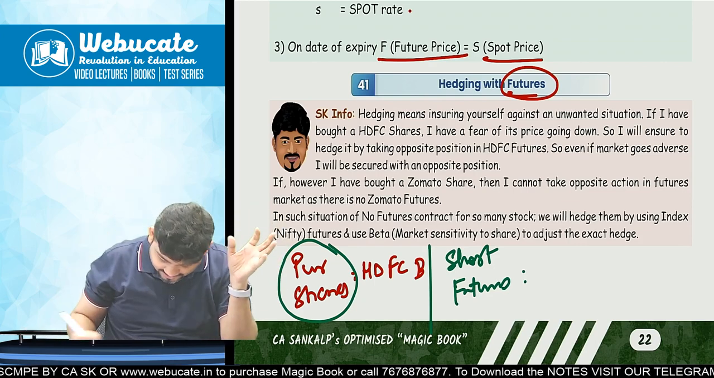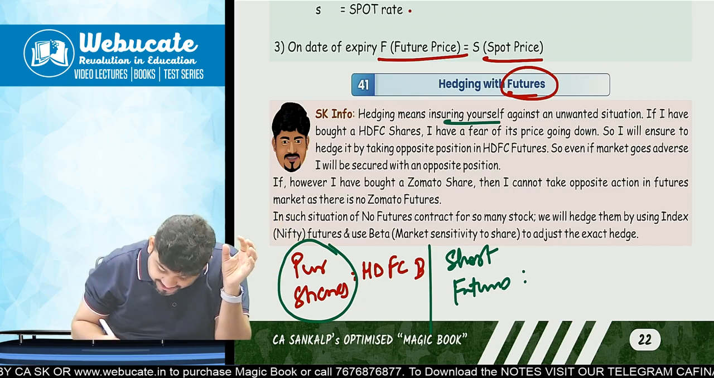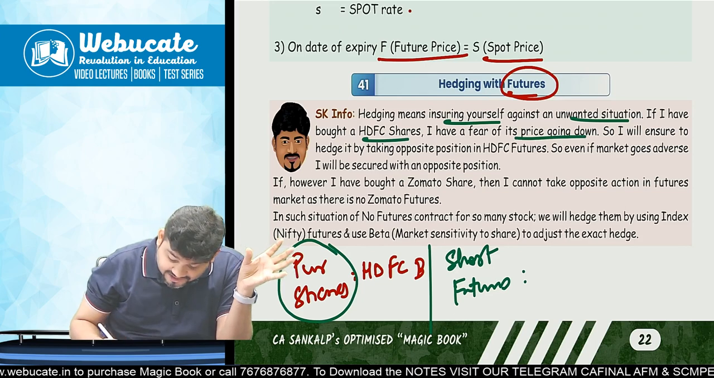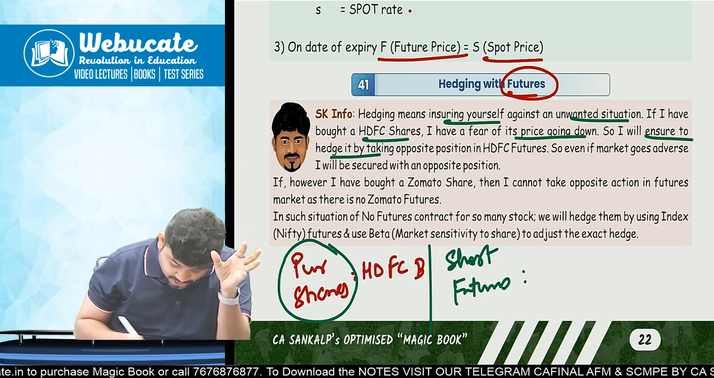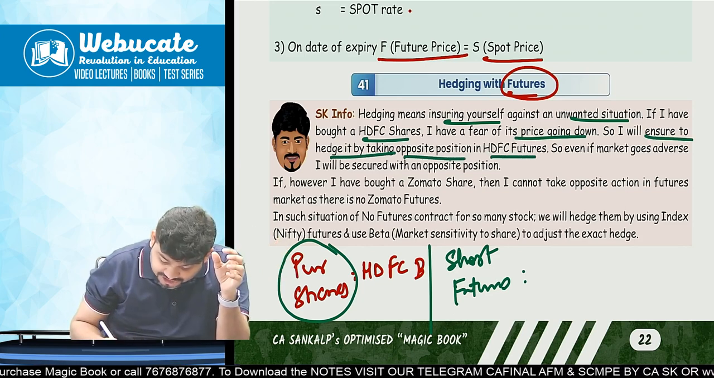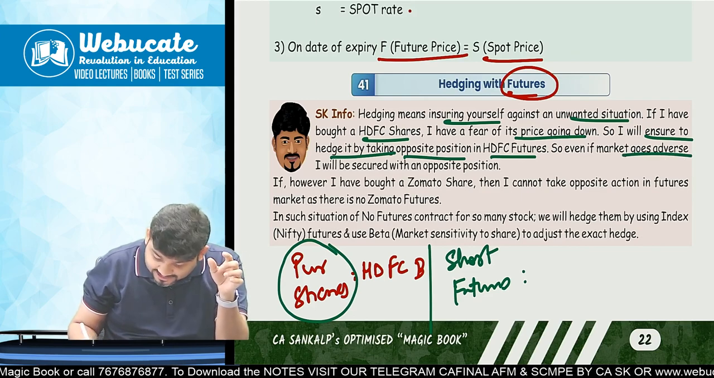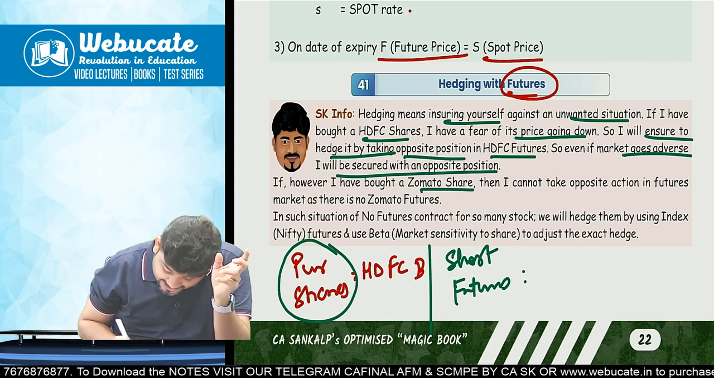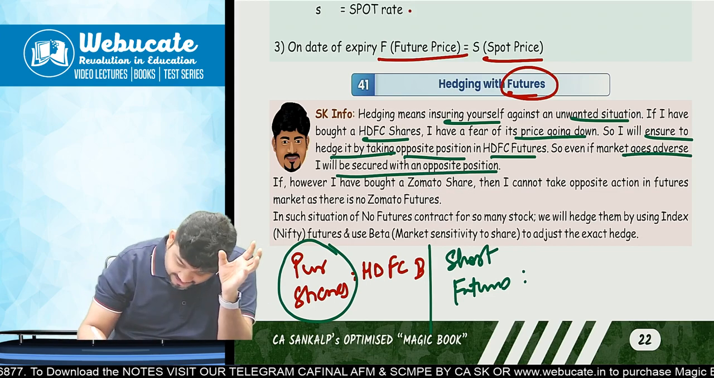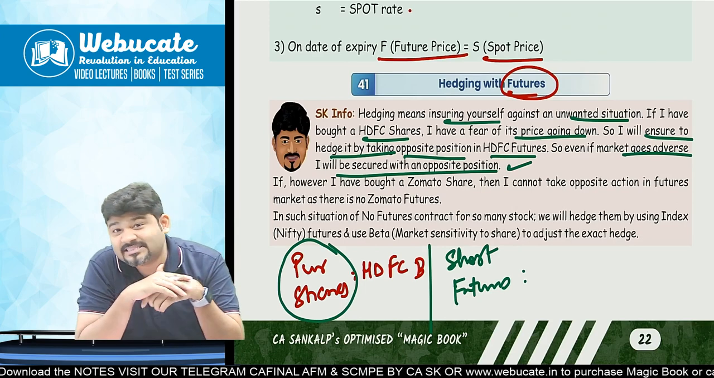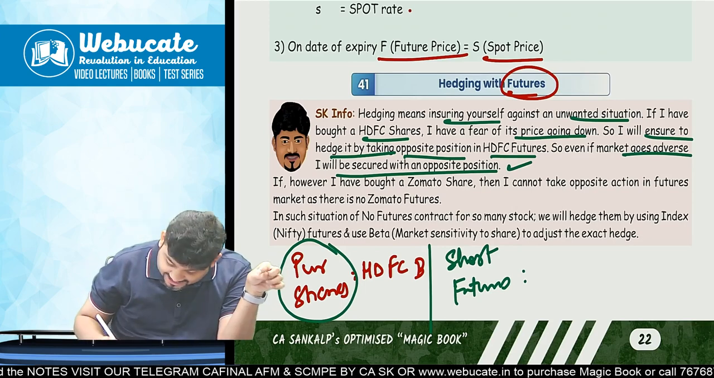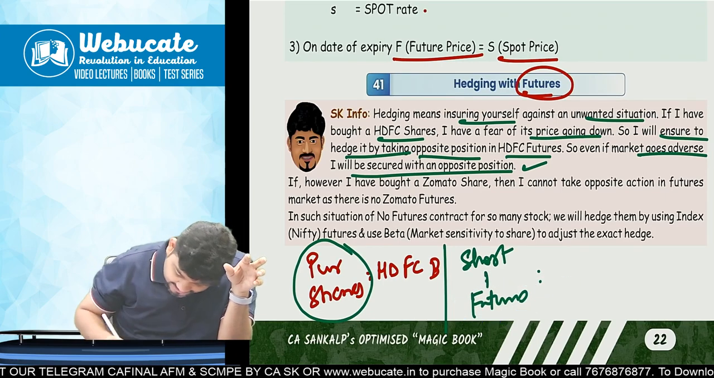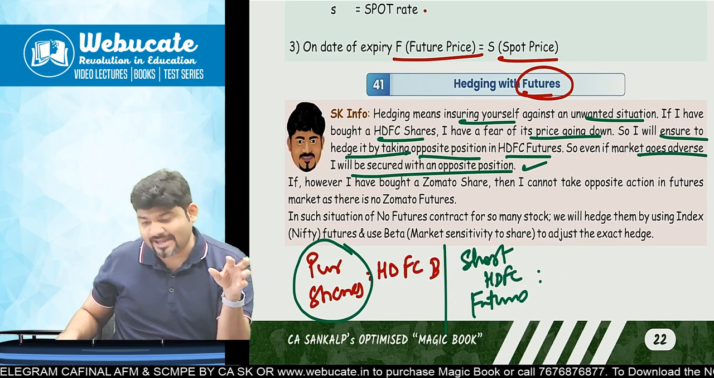So, hedging means insuring yourself against an unwanted situation. If I have bought HDFC shares, I have a fear of its price going down. So I will hedge it by taking an opposite position in HDFC futures. Even if the market goes adverse, I will be secured with an opposite position. So I purchase shares, but short HDFC futures. This I can do with HDFC futures.